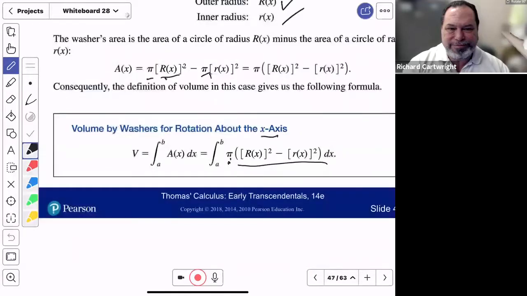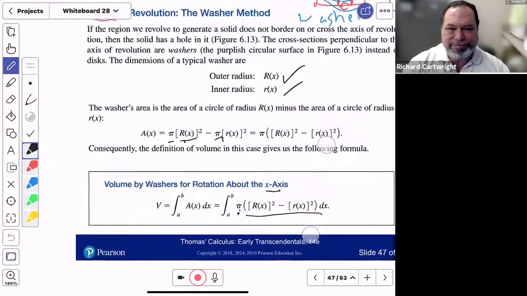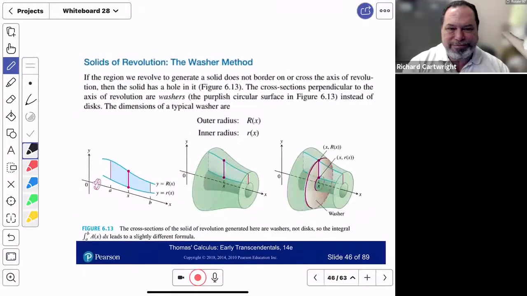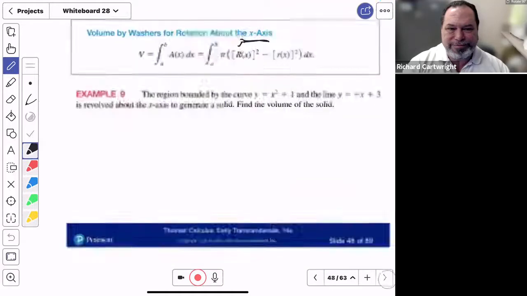I'm missing a picture though. I thought there was a picture in their notes. Maybe, oh, there it is. I knew I missed it. There is a very good picture. See how you got the outside function, the inside. I like how they do it 3D. So you can see that you have this solid, but on the inside you have this smaller one coming through. Yeah, I knew there was a picture there.